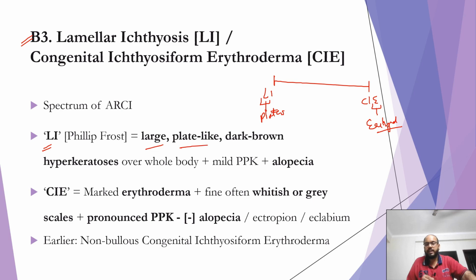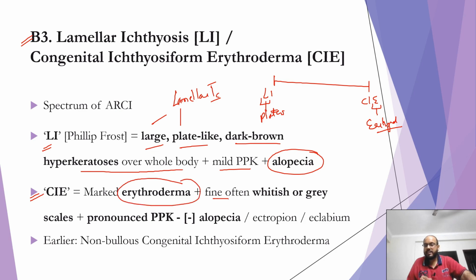It has large plate-like dark brown hyperkeratosis over the whole body. So these are plates, and because of plates, it is known as lamellar. There's mild palmoplantar keratosis, and because the plates don't allow the hair to grow, you have alopecia. In congenital ichthyosiform erythroderma, you have erythroderma, which is marked, with fine scaling. So, can you understand that the scales are fewer in CIE, more of erythroderma? You have pronounced palmoplantar keratoderma, but alopecia is not there. So, that's an important differentiation between lamellar ichthyosis and CIE, that alopecia is not there.